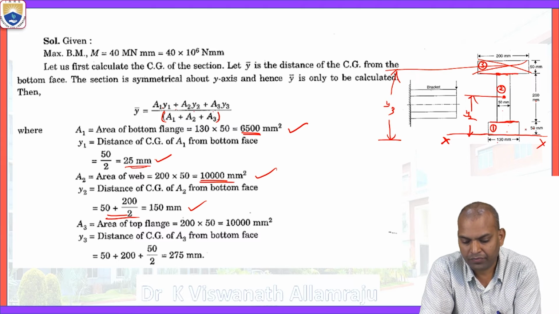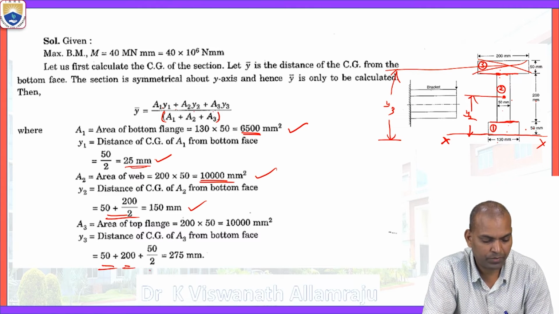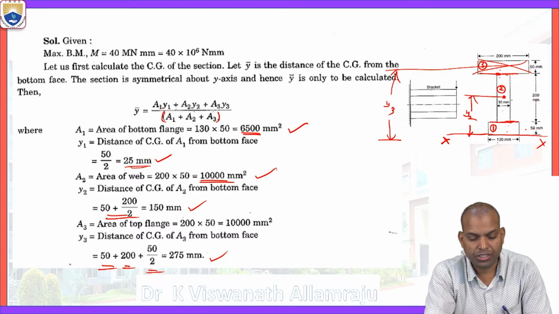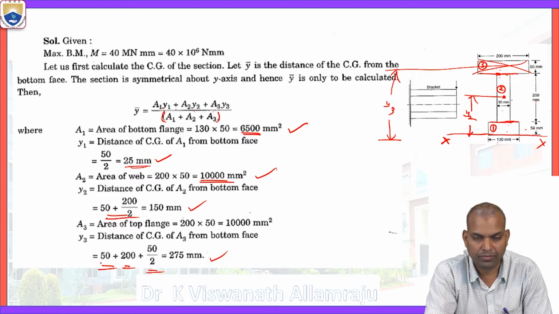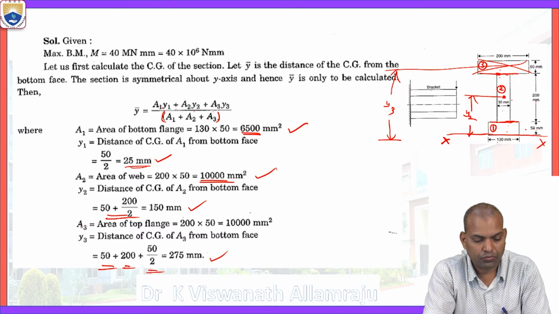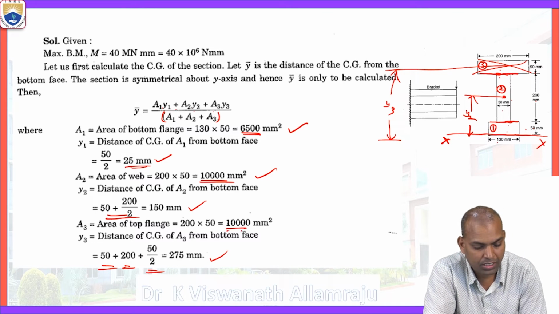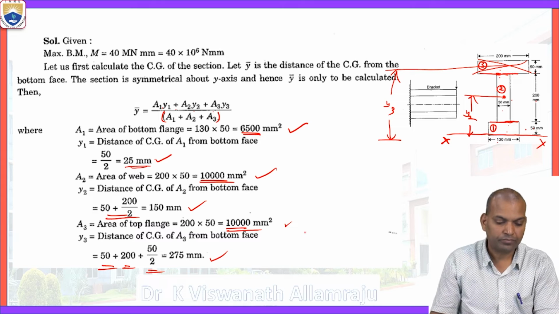That y3 means 50 plus 200 plus 50 by 2, that is 275 millimeter. That is y3, the distance of centroid of A3 from the bottom face. Now, what is the A3? Area of the top flange. The area of the top flange is 200 times 50, that is 10,000 square millimeter.